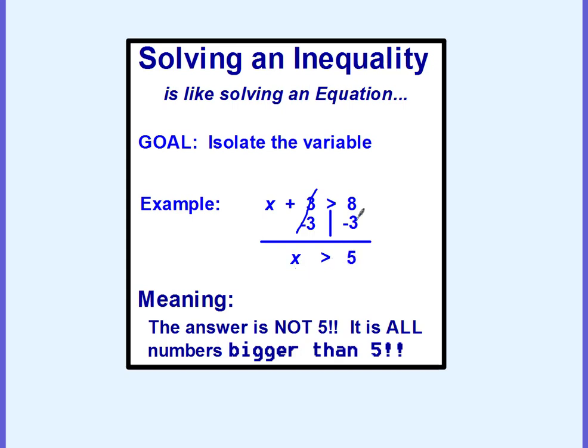Now, this doesn't mean that x equals 5. It means that x can be any value that is greater than 5. It is all numbers that are bigger than 5. If this were an equation, it would say x equals 5, and it can only equal 5, but it's not. This is an inequality.